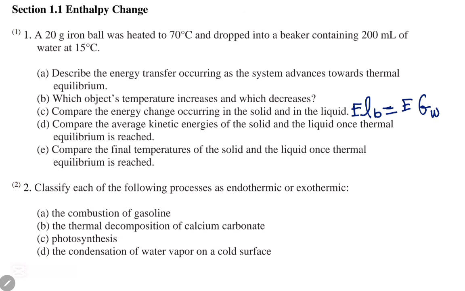So when you're comparing two objects that have an energy change and they're considered in one system, right? You're going to say that the energy lost by this object should be equal to the energy gained by the other object. Why? Because the energy we start with should be the same as the energy we end with. Okay, so that is it for question part C. We'll move on to part D.